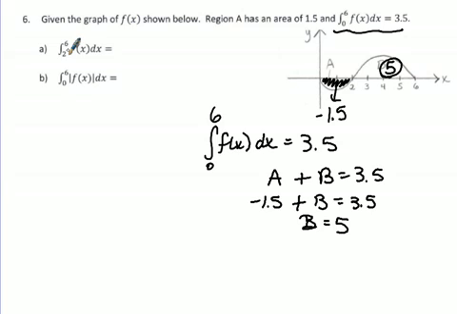The integral from 2 to 6, notice region B is from 2 to 6. It has an area of 5. Then question B asks, what would be the integral from 0 to 6 if we absolute value the function? Well, that simply means that this region A, which we've denoted as a negative area, we're going to change to a positive area. We're going to add to it the 5, that is the area of region B, and we get 6.5.